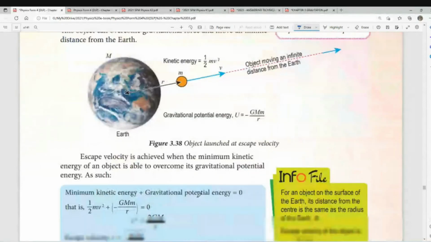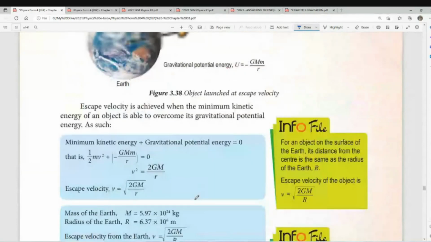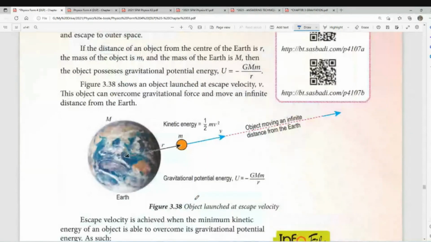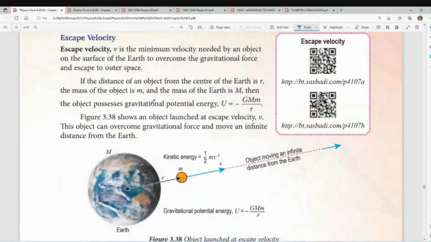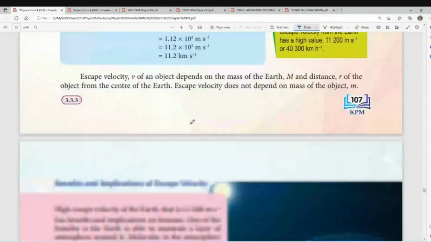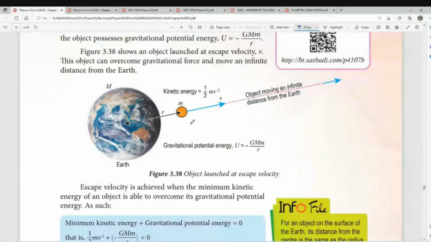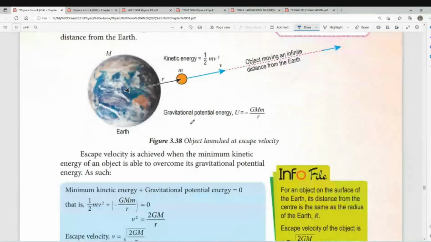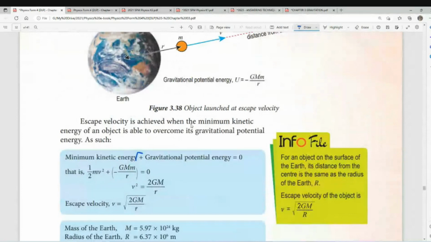I think it mentions here. Where is it? It is not mentioned here, why you get a negative sign. It's only because the total becomes zero. To make the difference zero, we need to have a negative gravitational potential energy. We have to obey the principle of conservation of energy. We cannot create energy, we cannot destroy energy. Whatever you have in the beginning, it will be converted into another form.